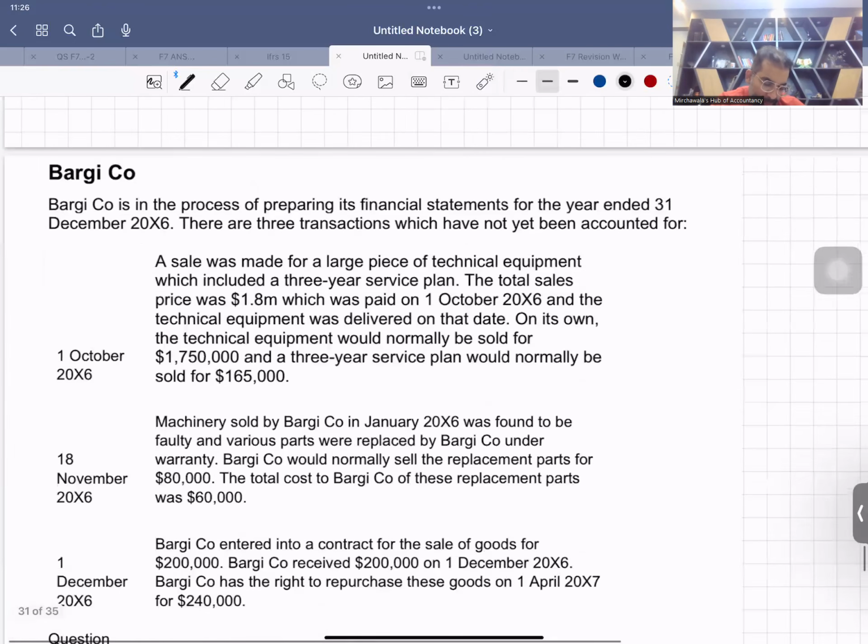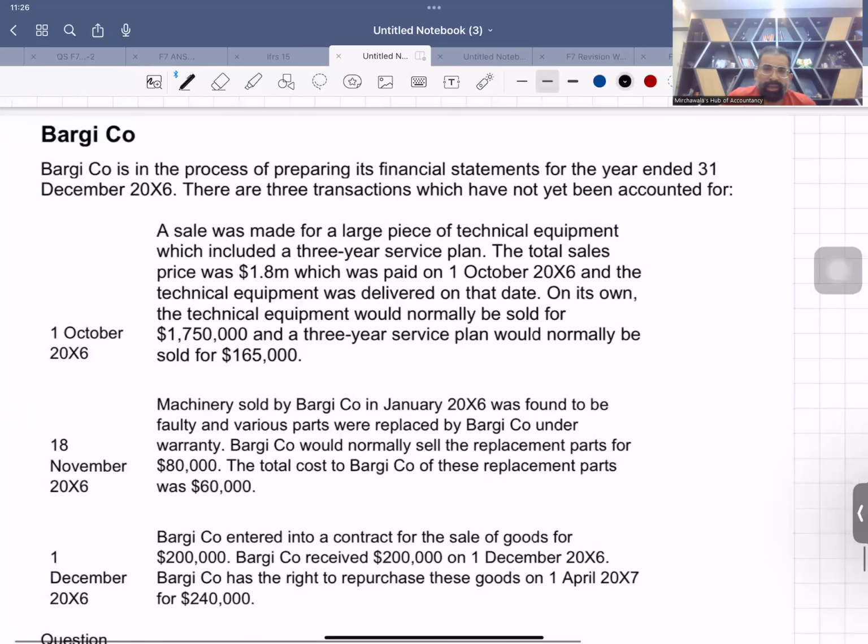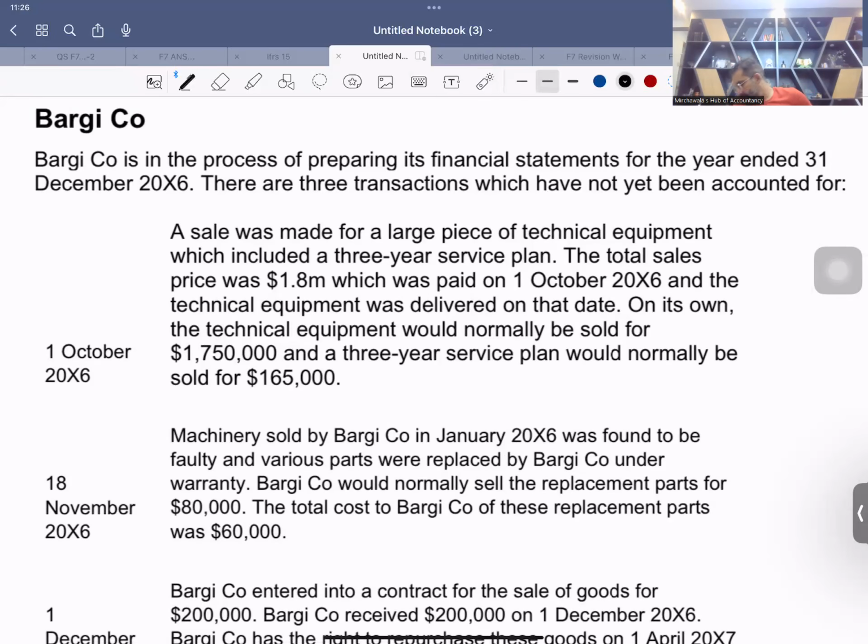Okay. So now the next question is about IFRS 15. Bargi company is in the process of preparing its financial statements for the year ended 31st December X6. There are 3 transactions which have not yet been accounted for.